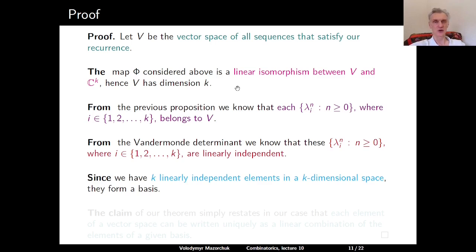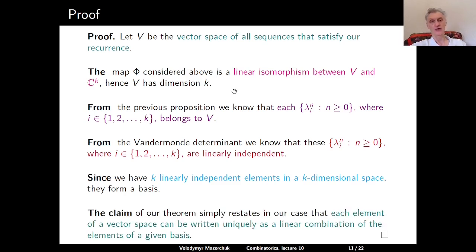So here we use that all roots of our characteristic polynomial are different, so the corresponding geometric series are also different and also linearly independent. And now the claim of our theorem simply restates the fact that if you have a vector space, then any element of the vector space can be uniquely written as a linear combination of the elements of the basis.